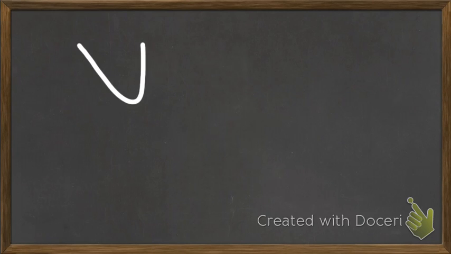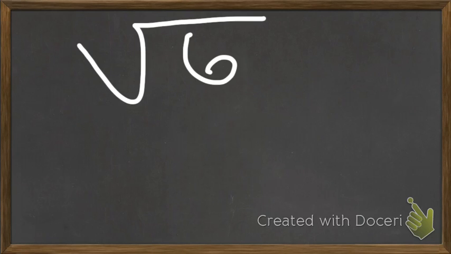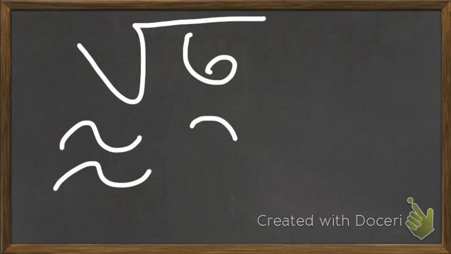So we can conclude that the square root of 6 is approximately 2.4. We'll round to the nearest tenth here.